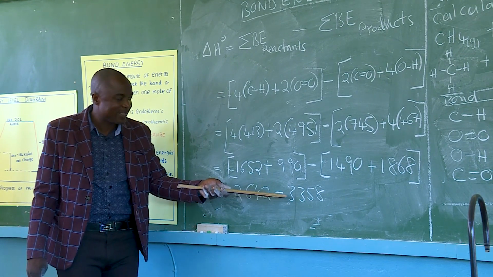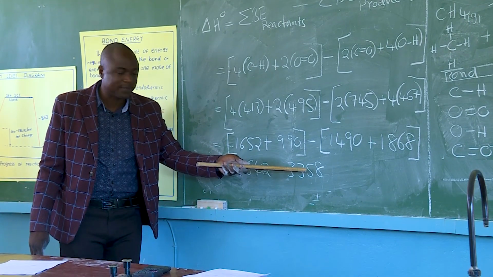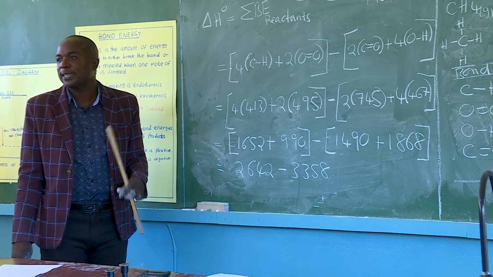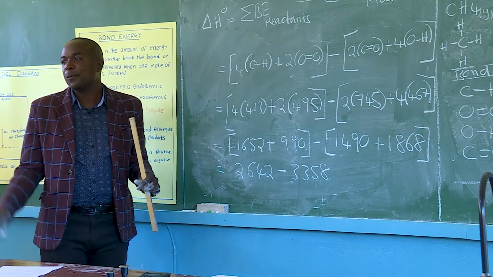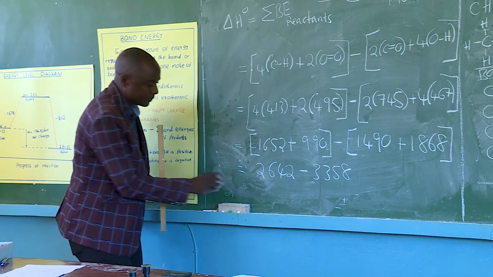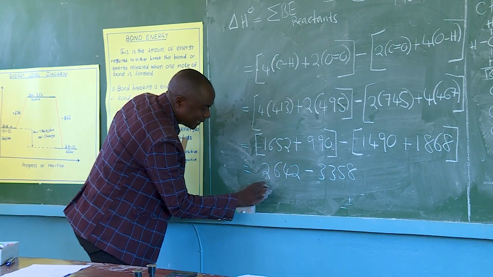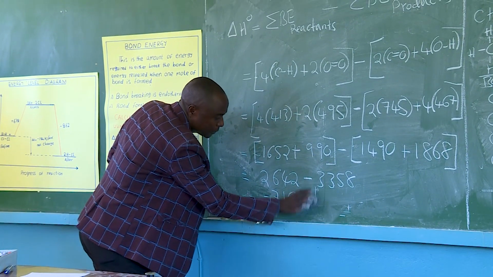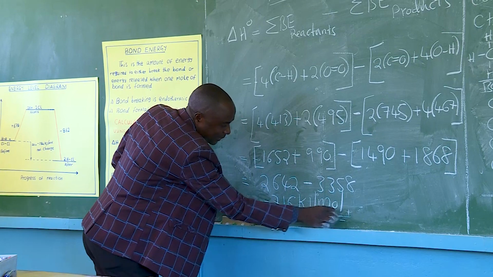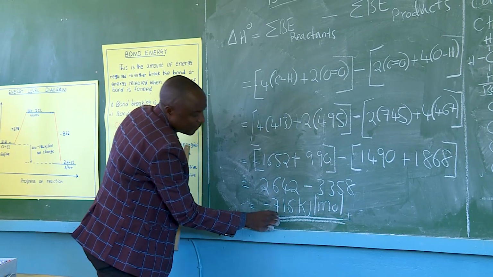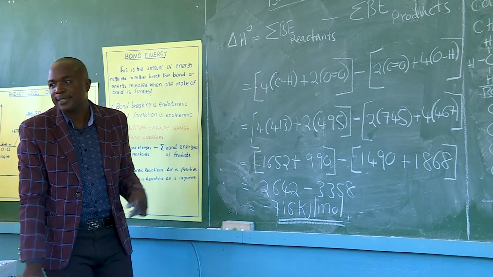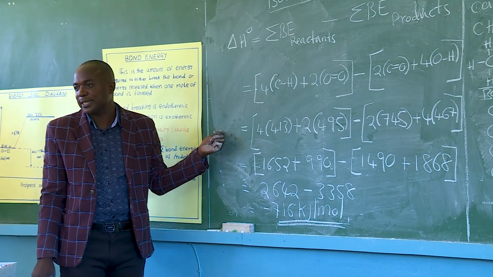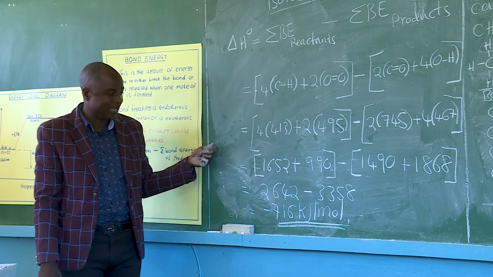So now, when you subtract 2,642 minus 3,358, what value is it giving us? Mwanza? Negative 716. Negative 716 kilojoules per mole. This is our final answer. This is how you are supposed to calculate using bond energy.